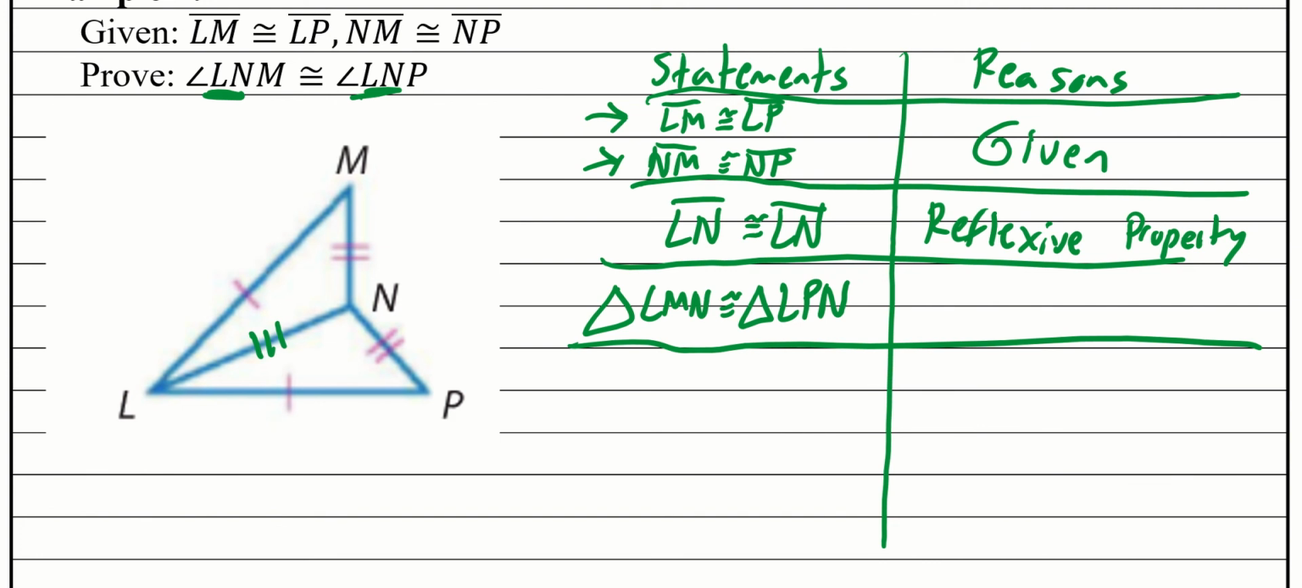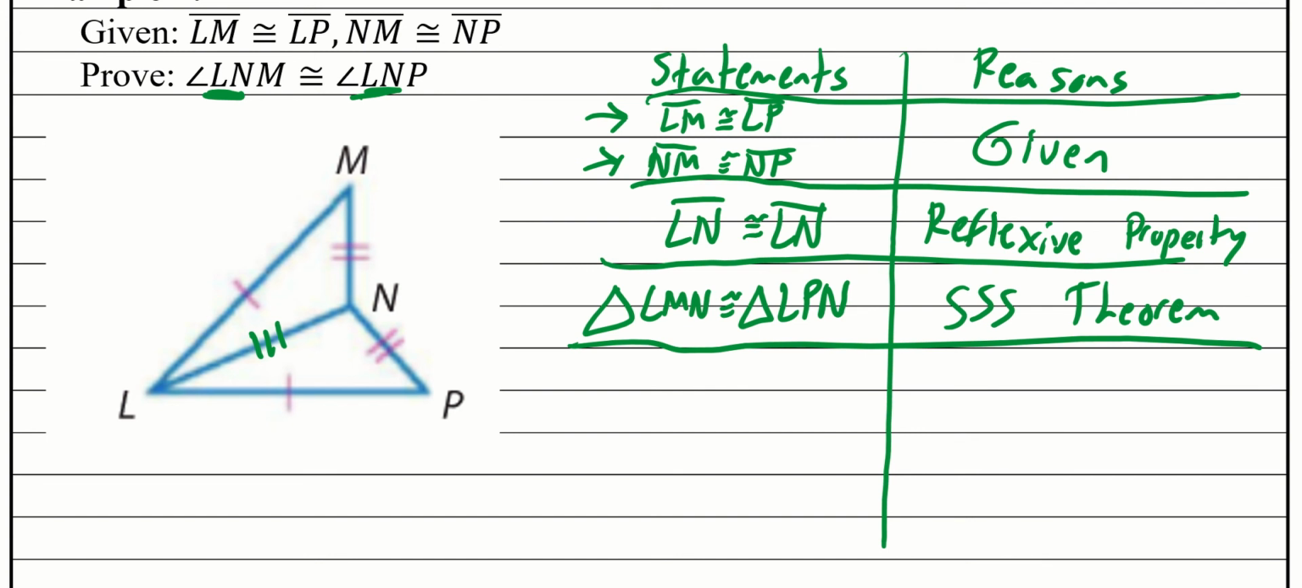Okay, and what is my reason for this? Well, if I'm thinking back to the theorems that we have, this is just side, side, side. I've shown all three pairs of sides in one triangle are congruent to all three pairs of sides in the other triangle. And usually we'd be done here. We prove the triangles are congruent, we'd call it good. But this is where our last step comes in. Okay, this is where the difference is.